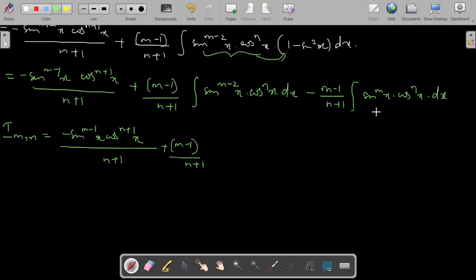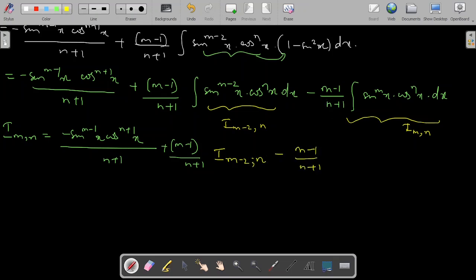See, this value is I_{m,n}. But here it is m-2. So therefore this becomes I_{m-2,n}. cos^n itself, but sin power is m-2. Therefore I have to replace here by m-2. So this is I_{m-2,n}. Then minus, this is (m-1)/(n+1) into I_{m,n}. So already one I_{m,n} you have on the left hand side. So take it to the left hand side.